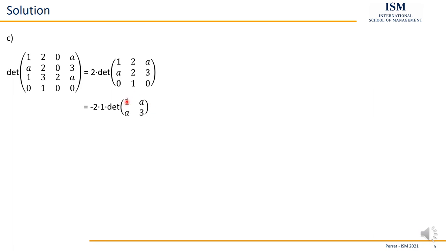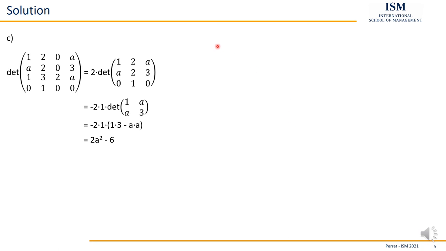Then, again, I'm having a 2 times 2 matrix, and its determinant can easily be calculated as 1 times 3 minus a times a, giving me this expression here. Then the only thing left is to simplify this, giving me in the end 2a squared minus 6. And that's already everything there is to getting the determinants of any size of matrix.